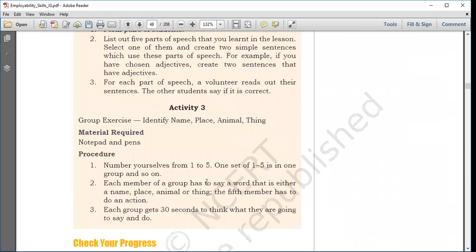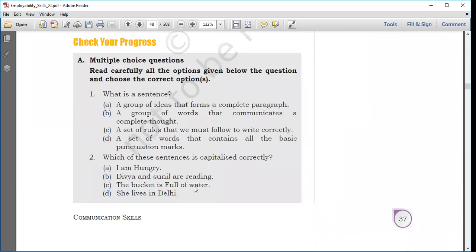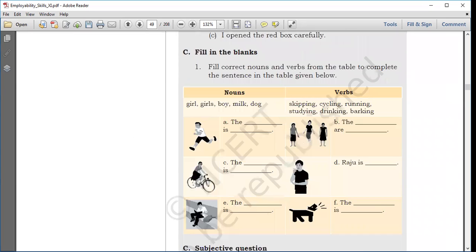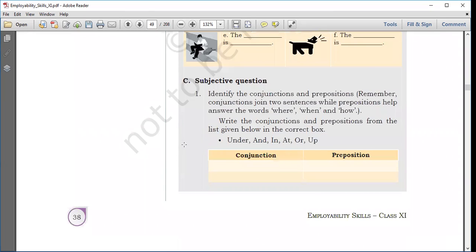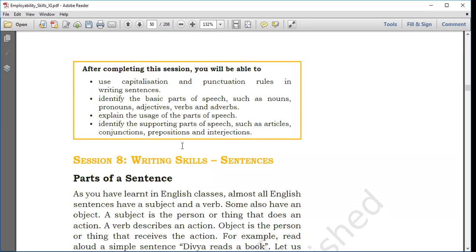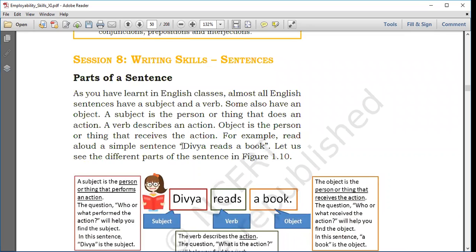So these are different parts of speech, and these are the exercises based on that. Let's go through the exercises. There are certain blanks, fill in the blanks, or words you have to select. So go through them once. We'll move further. The next topic is writing skills.